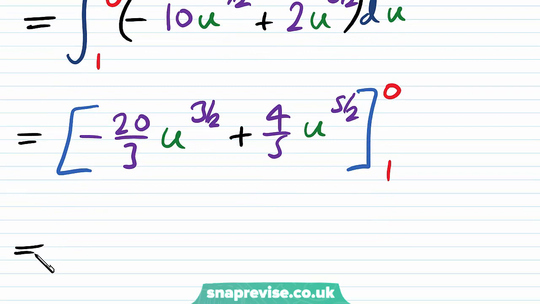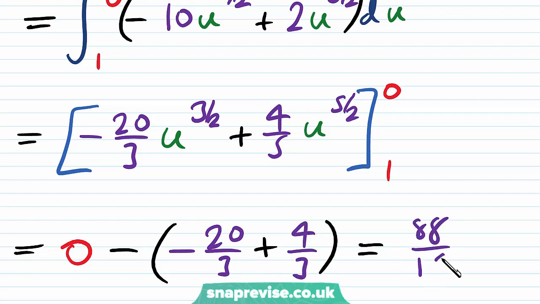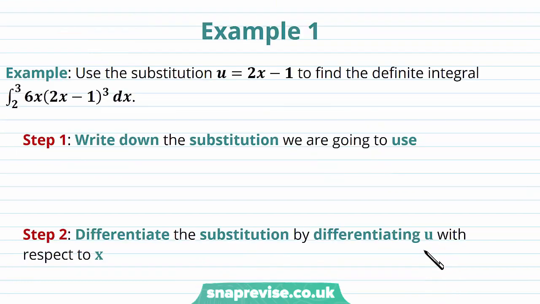Then we substitute in. Substituting in u equals 0 into this expression will just give 0. And then we subtract the following expression. Again, when there are only powers involved, substituting in 1 just leaves the constant, since 1 to the power of anything is 1. And so we get a minus 20 over 3 and a plus 4/3. This gives us 88 divided by 15 for our answer.